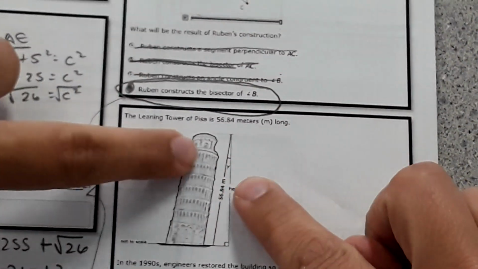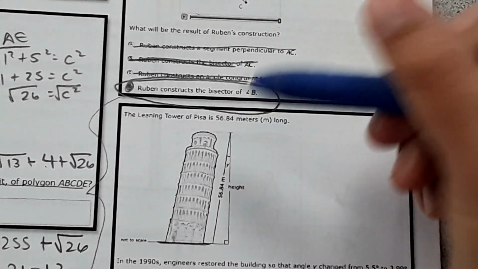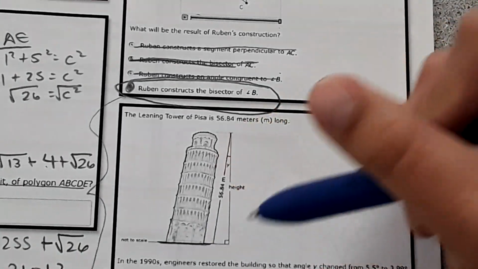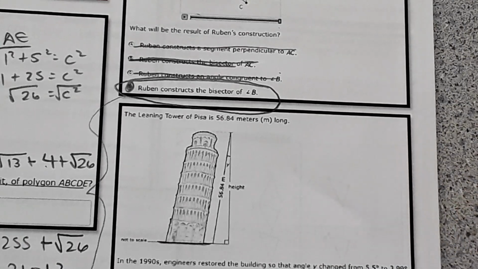Okay, the Leaning Tower of Pisa, it has a picture here. It has a height of 56.84, but as you can see, it's kind of slanted. It's leaning. In the 1990s, engineers restored the building so that the angle y changed from 5.5 to 3.99 degrees.